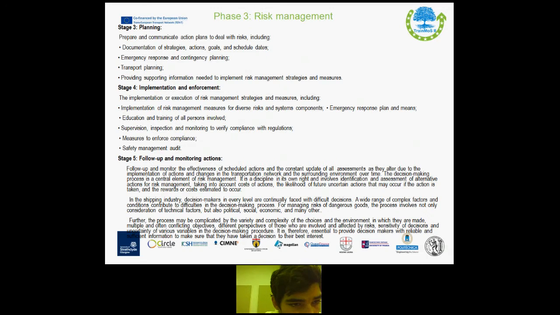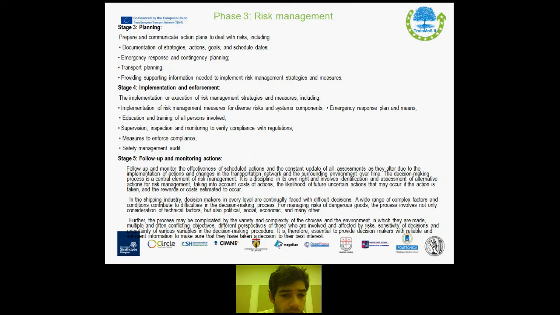Stage 3 in risk management is planning. Prepare and communicate actions to deal with risks, including documentation of strategies, action goals and schedule dates, emergency response and contingency planning, transport planning, while also providing supporting information needed to implement risk management strategies and measures.